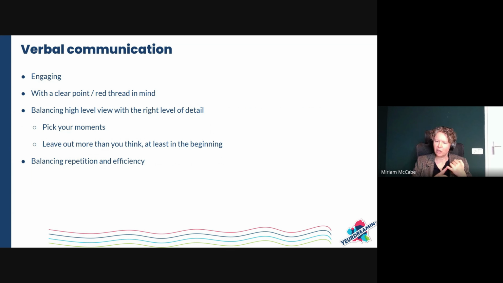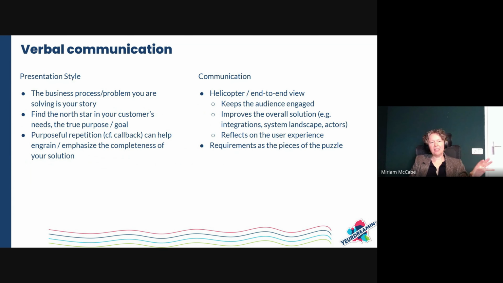It's not that difficult to know a lot. What is difficult is to pick out the pieces of what you know that are relevant at this point in time to your audience and to the goal that you're trying to achieve. So on the next slide, if you look at the items on the left, that are listed under presentation skill, those will help you do that, right? It's by taking the business problem or the problem that you're trying to solve, or whatever your customer is trying to achieve, their true purpose and goal, as your red thread, as your storyline, right?